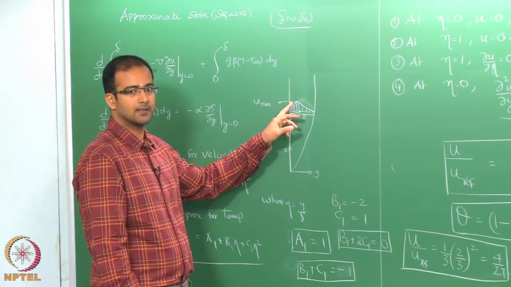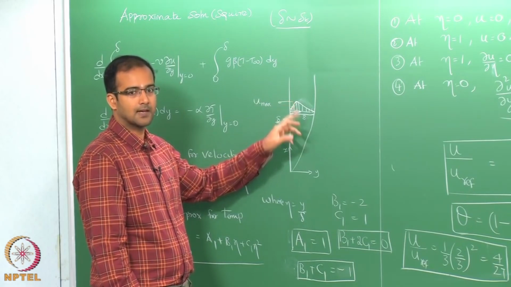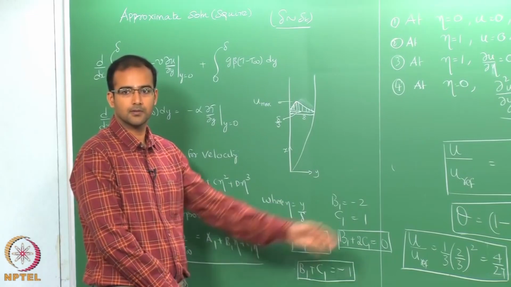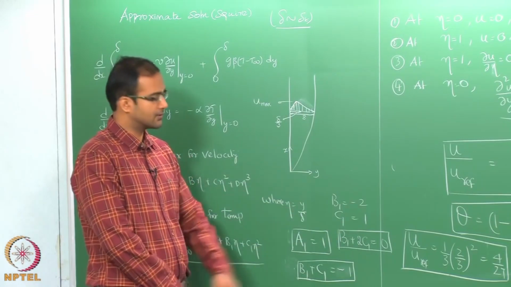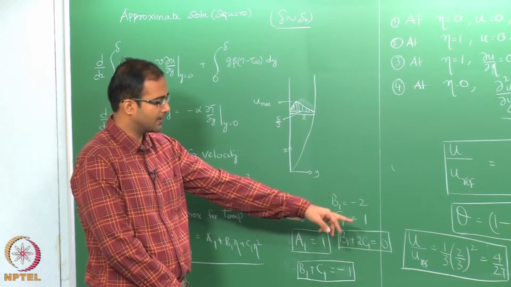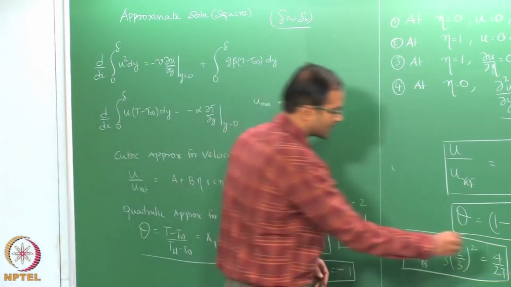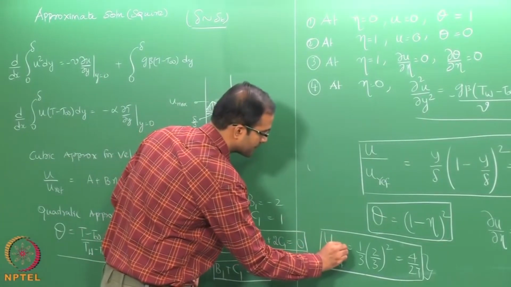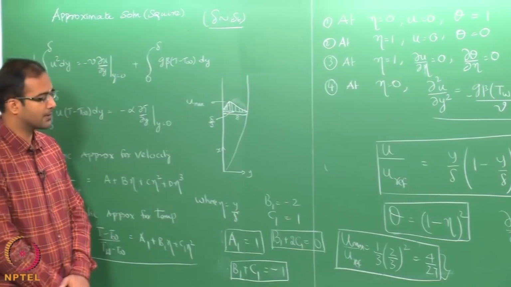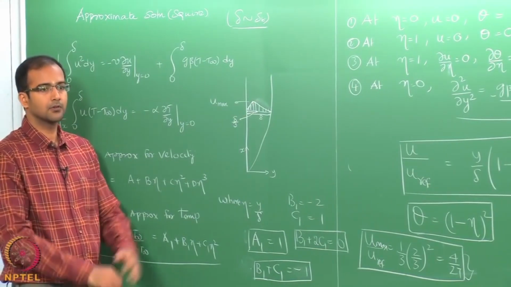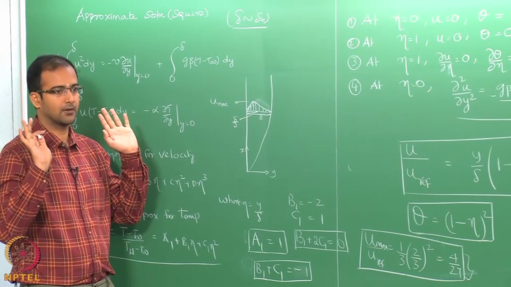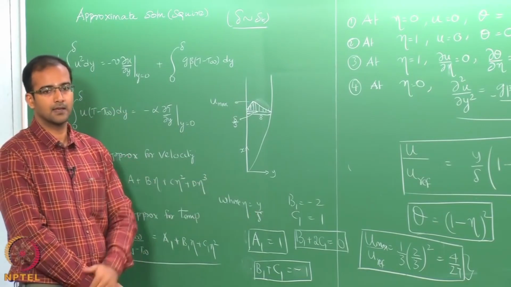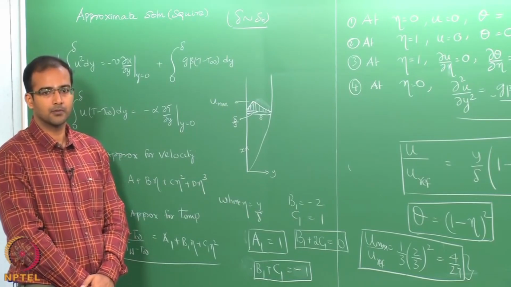So, your reference is actually some value, and the maximum is 4 by 27th of u reference. Your maxima is actually 4 by 27th times your u reference. You are not worried about what it is, but you are relating it with the u maxima through this polynomial.